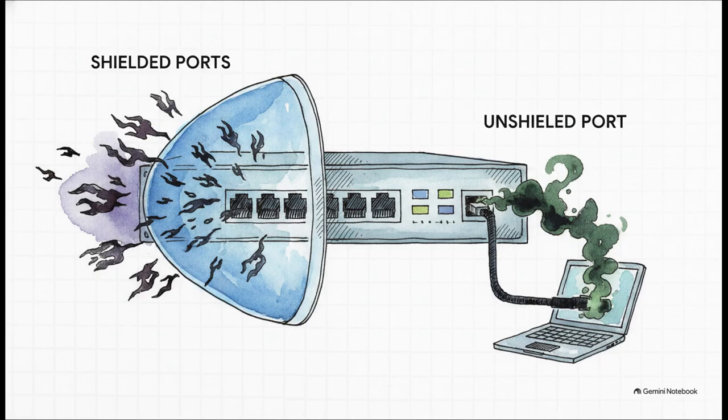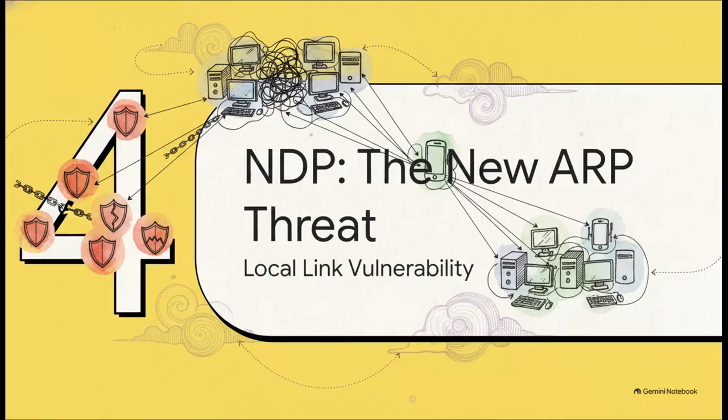But you know what's really dangerous about this? This defense is drastically underdeployed compared to its IPv4 equivalent. You probably have DHCP snooping turned on everywhere in your IPv4 environment right now, for sure. But without DHCPv6 Shield, every single client on that same network segment is at risk of silently receiving poisoned IPv6 configs. Next up, Section 4, NDP, or the new ARP threat.